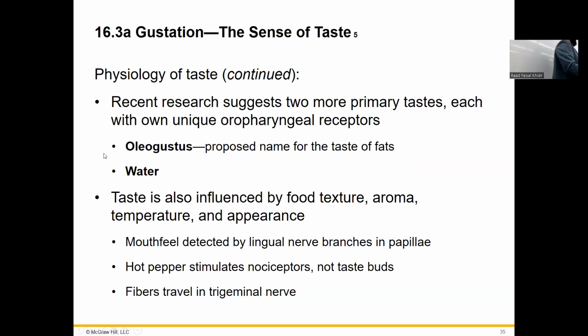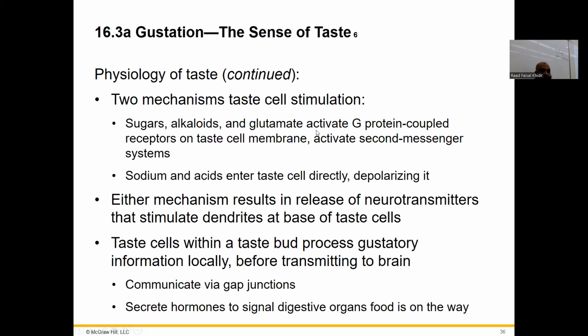So more tastes are actually being discovered. The taste buds are being studied, and we are constantly discovering different types of oligustus. Oligustus are different receptors, different taste buds that help us tell what kind of food we're eating. And taste is influenced by, as we said, the texture, the color, the appearance, and the temperature. These things influence your experience when you are having a meal. Sometimes some food, you really cannot eat it unless it's hot.